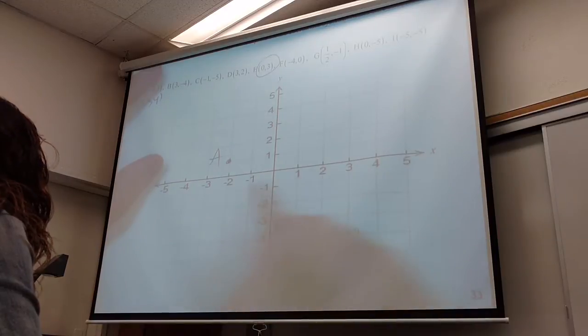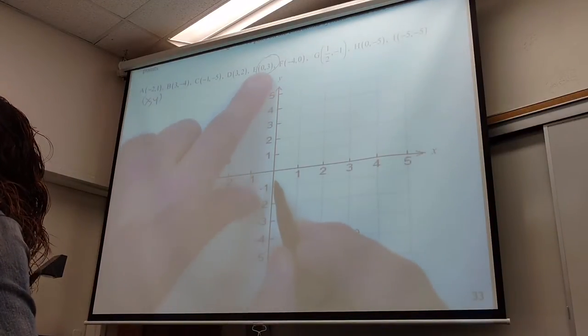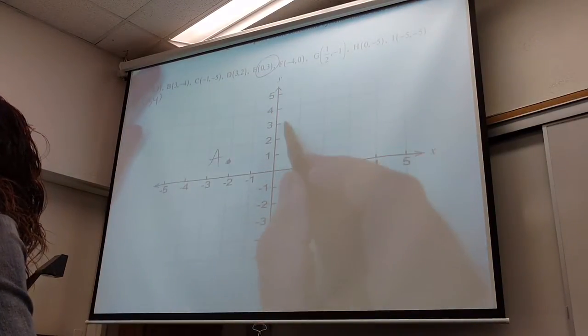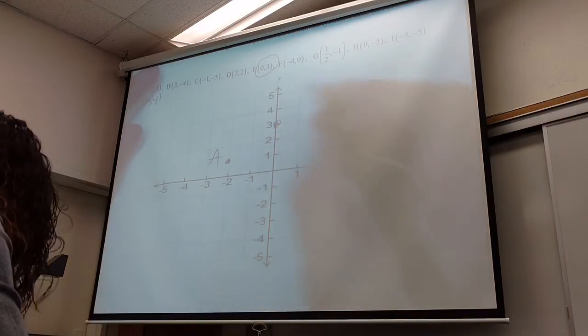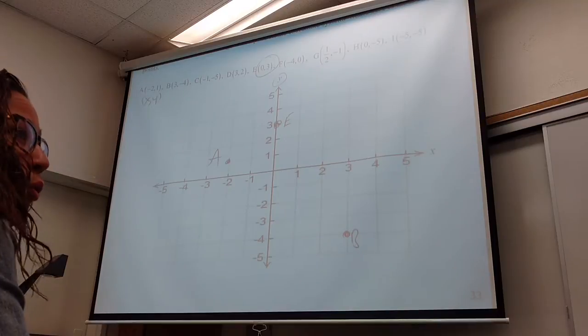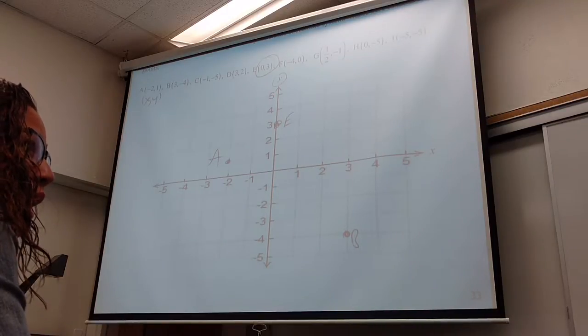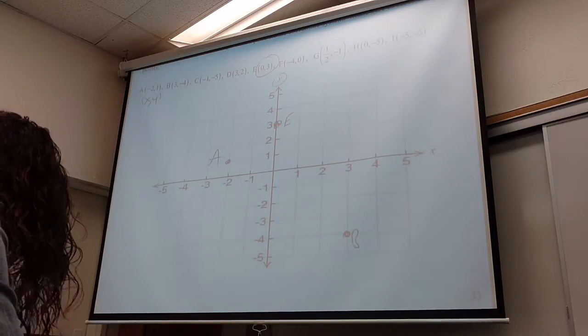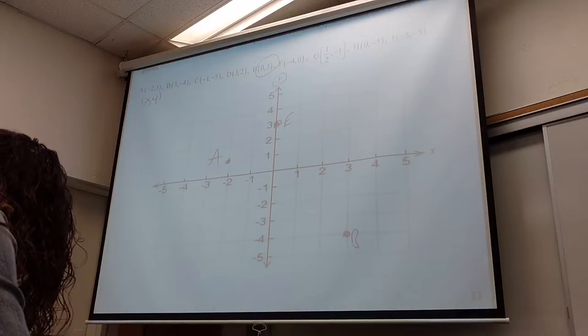How far do I go left and right? None. And then I go up only 3, so it's going to be right there. It's on the y-axis. So anybody know another name for that point? That is the y-intercept. If it was a line, that would be the y-intercept. It's where it hits the y-axis.